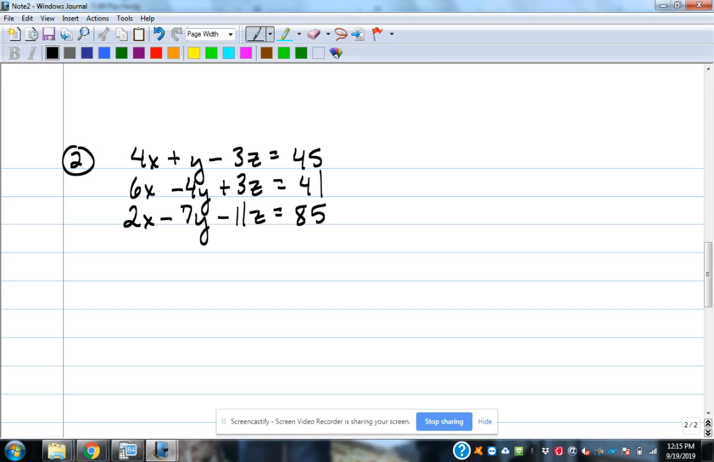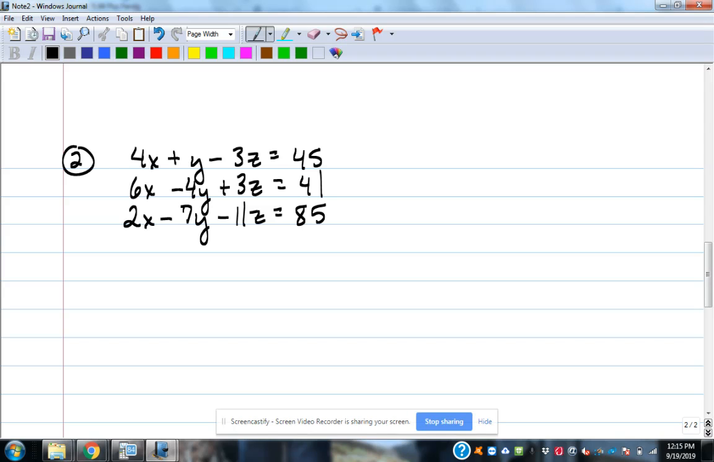So for this one, what variable do we want to try to eliminate? Y would work good. Would X work okay on this one? Yeah, I could take the first one and the third one and change the third one to like a -4 pretty easily, right?